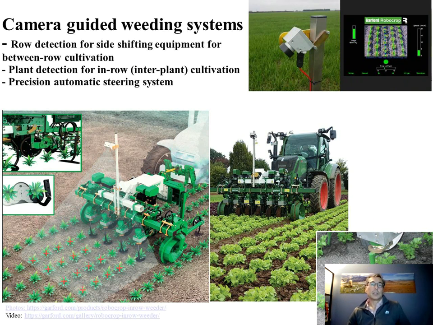What's already being used are camera systems that might assist with weeding operations. So here the camera is detecting the position of different plants within a crop, or sometimes it'll be rows of a crop, and it'll adjust weeding tools to go around the plants or stay in the rows, allowing you to do much more precise weeding operations.